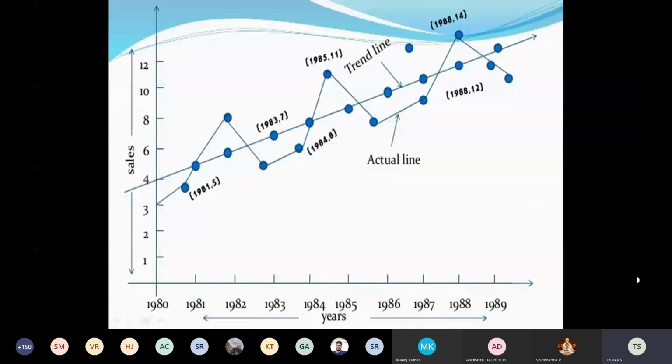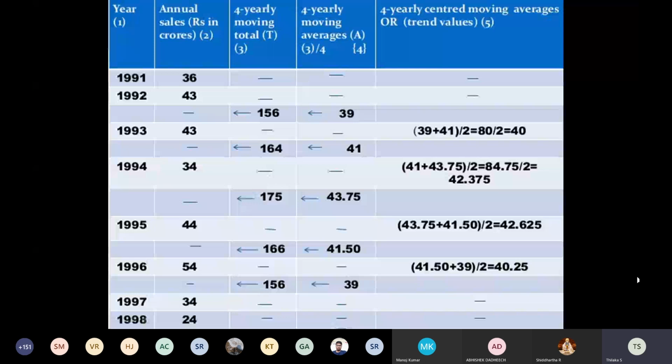Yes, ma'am. Okay. So this is the other example which contains odd years and even years. Here also the data was given, years and the annual sales for the concerned years, and you are asked to calculate the 4 yearly moving averages. For this, you have to first calculate the first set of total.